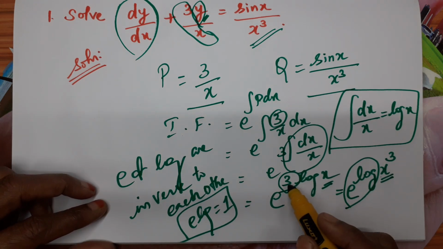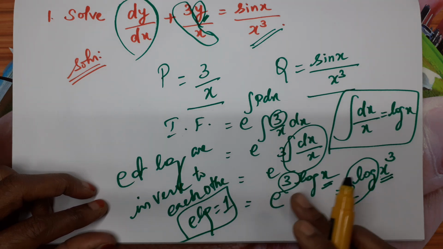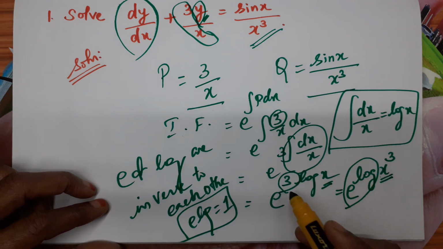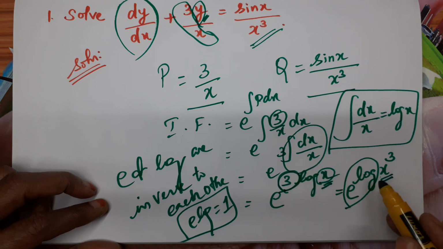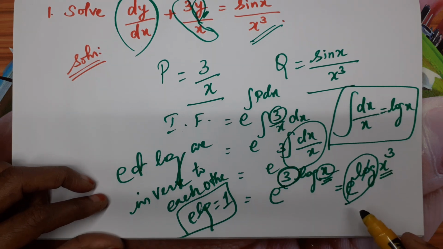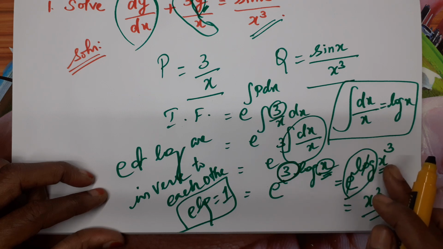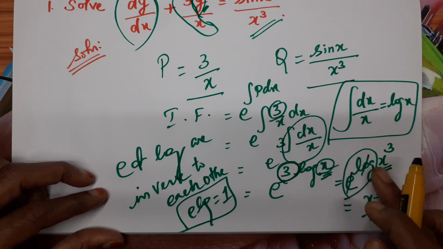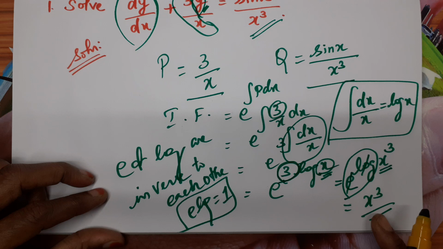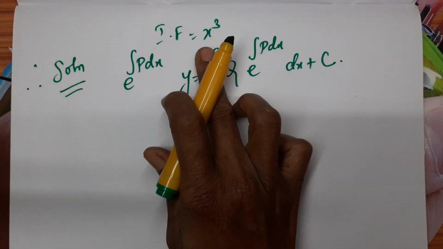So when we have 3 at the front, we are not able to cancel these two. So first what we are doing is, we are taking this 3 to the power of x. After making that, now we can cancel these two. Finally we have only x cube. Is it clear why we are taking this 3 to the front? So for cancelling e and log. So what we got as the integrating factor is x cube. So we got IF as x cube.